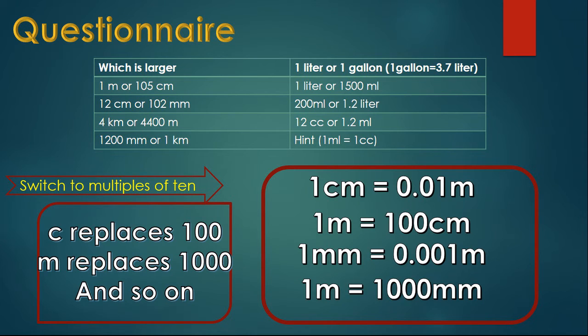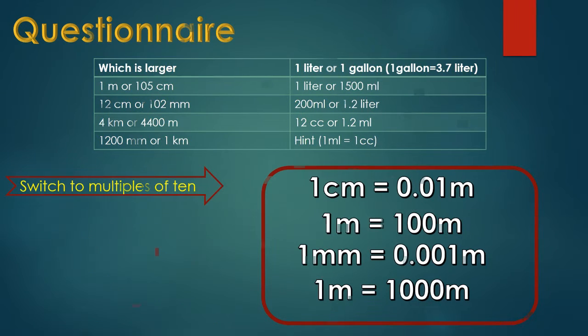So 1 centimeter equals 0.01 meter, which means 1 meter equals 100 centimeters. Similarly, 1 millimeter equals 0.001 meter. Now milli is replaced by 1000, that is 1000 millimeters. So this is how to switch from submultiples to multiples of 10.